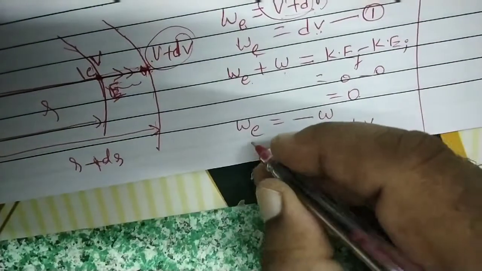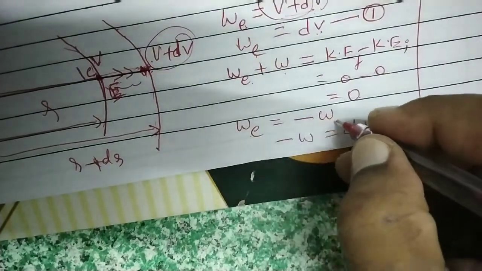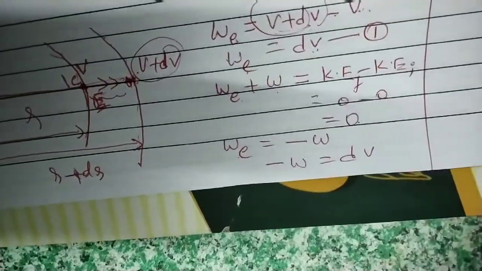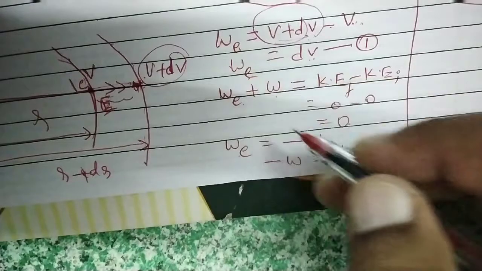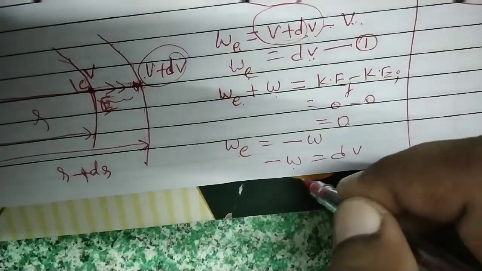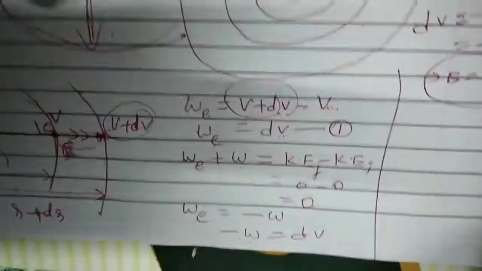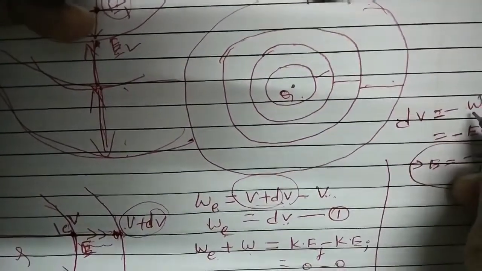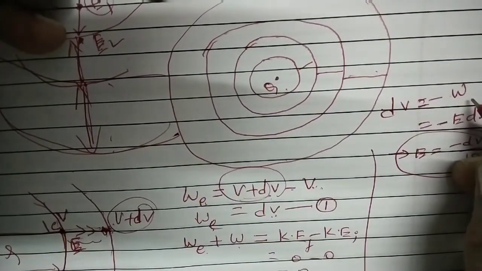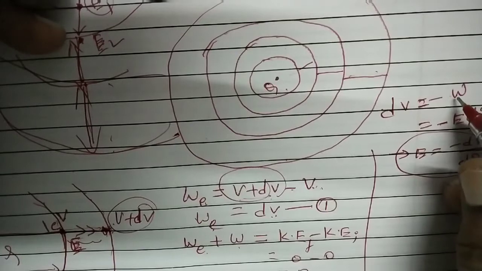So the work done by the external agent has become equal to minus the work done by the field. That is why the work done by the external agent is replaced with minus the work done by the field. Then the equation becomes minus W is equal to dV. That means dV is equal to minus W, where W is the work done by the field.